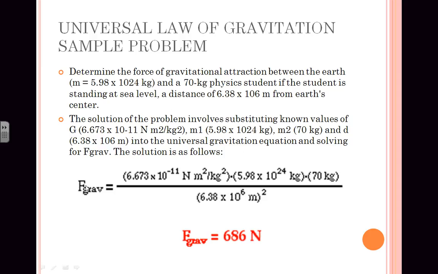The force of gravity is equal to 6.673 times 10 to the negative 11th times the 5.98 times 10 to the 24th kilograms, the mass of the Earth, times the mass of the student, 70 kilograms, divided by the distance between them, right here. So this ends up being 686 newtons for the force of gravity on that student.